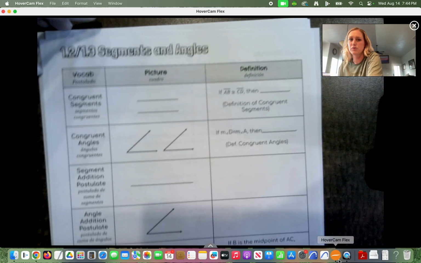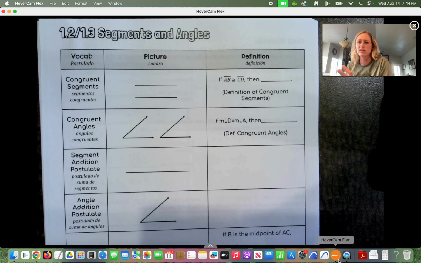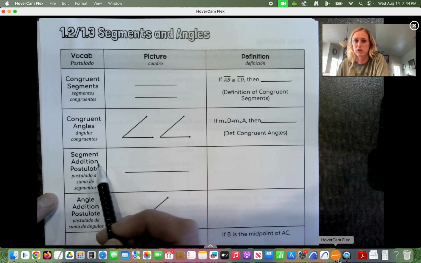We are going to go through some vocab for sections 1.2 and 1.3. We're going to cover these sections together. They have some very similar concepts. 1.2 focuses on segments and 1.3 focuses on angles. So we're going to do this over a couple days, but we want to get the vocab for both segments and angles that we need for these two sections.